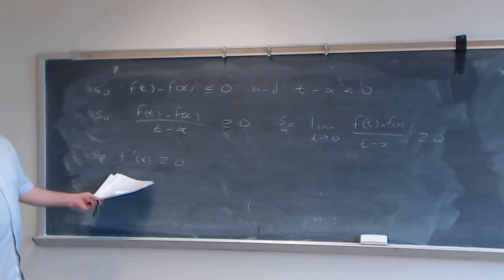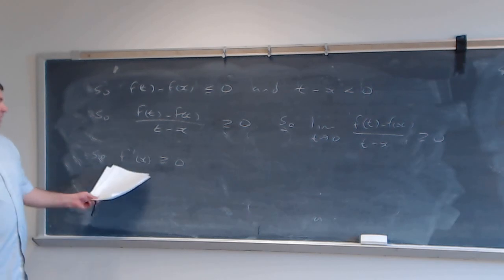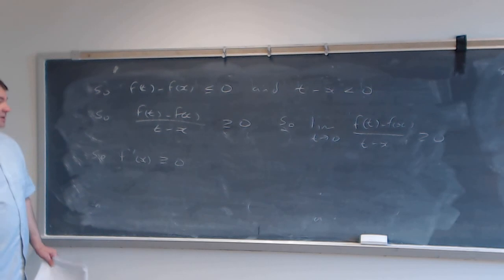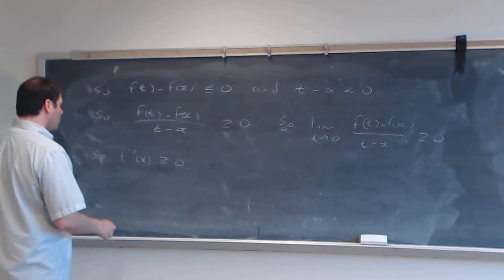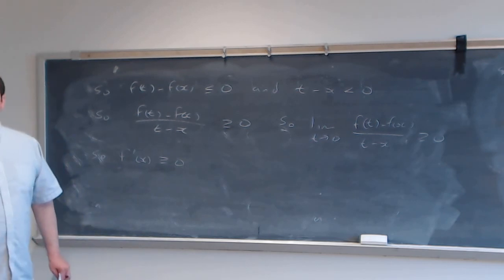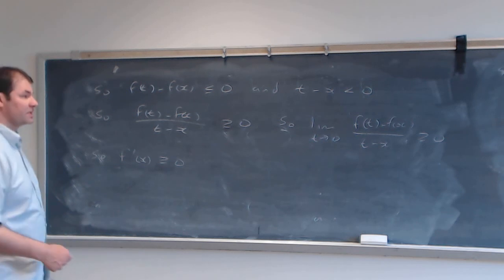Now remember, our goal is to show that f prime of x is equal to 0. The way we're going to do that is show that f prime of x has to be greater than or equal to 0 and also less than or equal to 0, so therefore it must be 0. Well, we had looked at the t values that were just a little bit to the left of x, but within our neighborhood of interest.